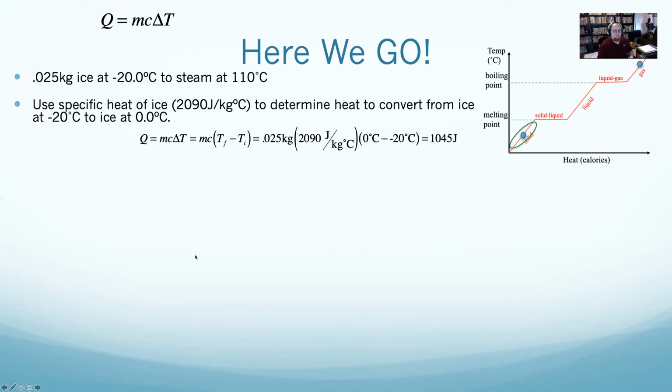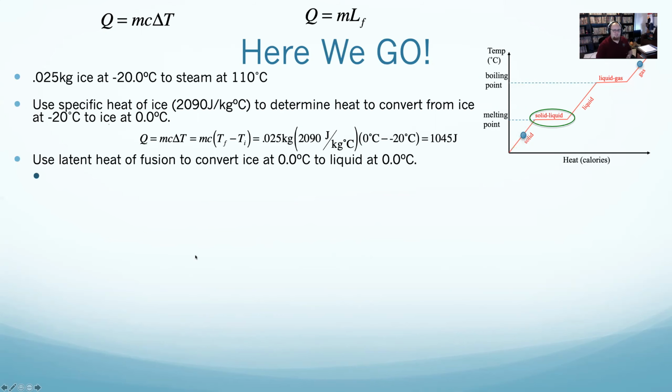Now that I have ice at 0 degrees, I can find how much heat is required to melt that ice. The heat required to melt that ice will just go as mL. It will be the mass of the ice times the latent heat of the ice. And this will be how much heat is required to go from ice at 0 degrees to water at 0 degrees. I now have water at 0 degrees.